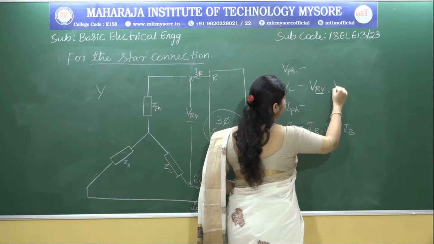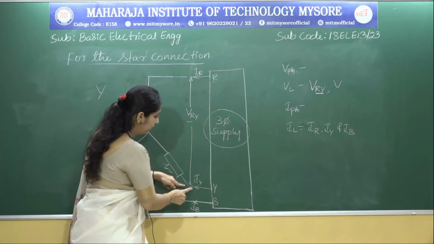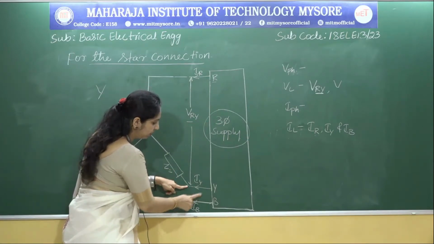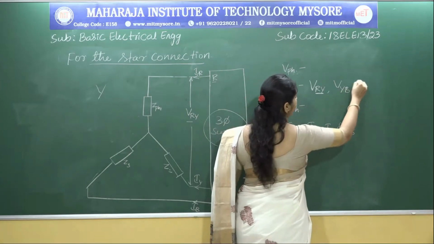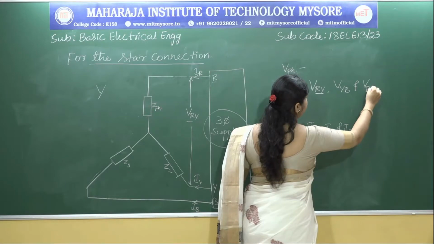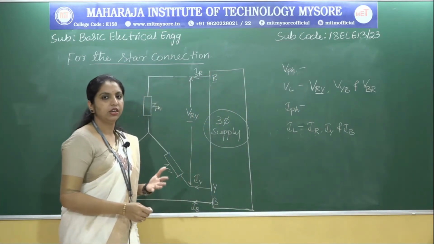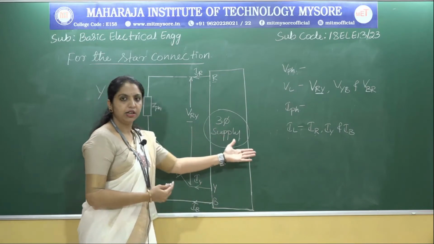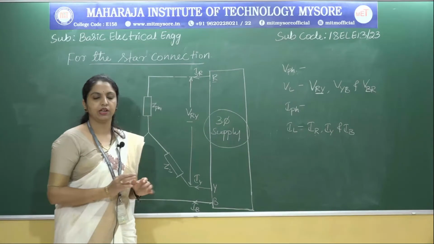So VRY. Look at this: VRY, and if we measure the same voltage from Y to B, it is VYB, and another one is VBR. So here we have three line voltages. So we have three line currents and three line voltages. Now we are clear with the line values.